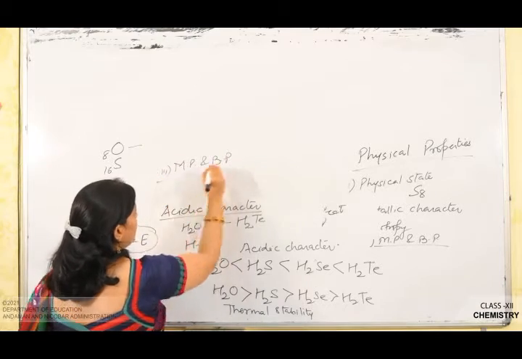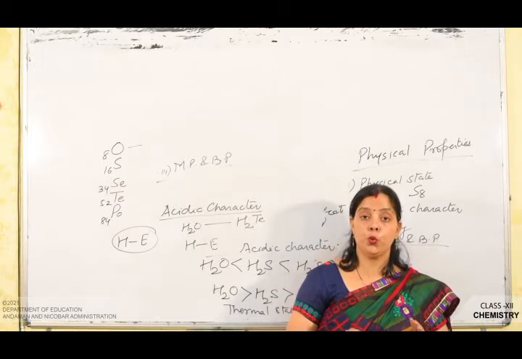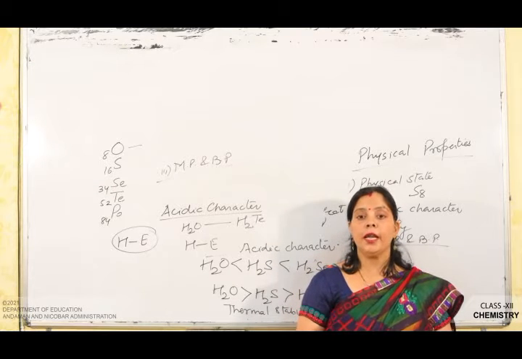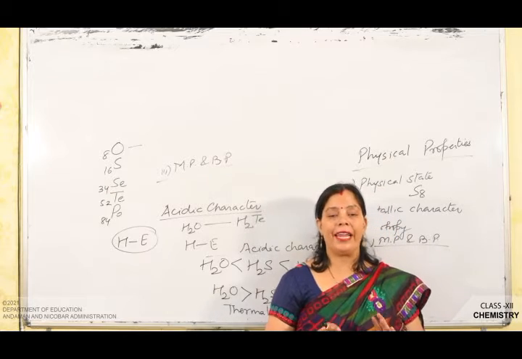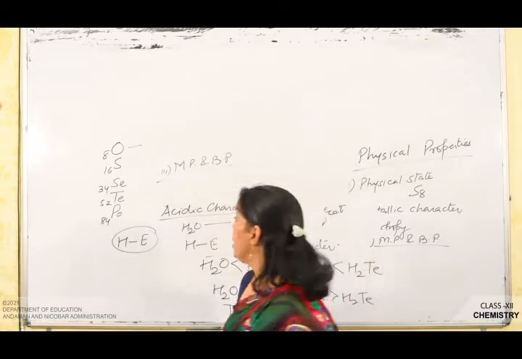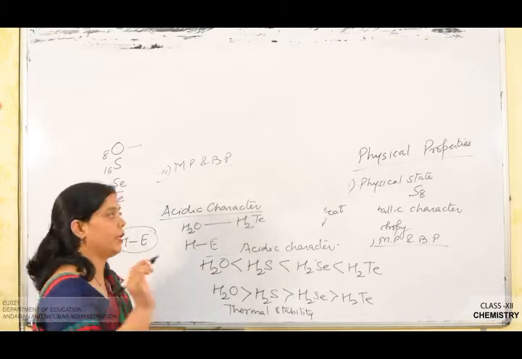The third important property of the hydrides of group 16 is that the hydride of oxygen, that is H2O, has an exceptionally high melting and boiling point due to strong intermolecular hydrogen bonding, and only due to that reason H2O has a very high melting and boiling point.